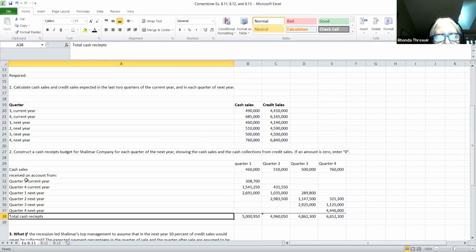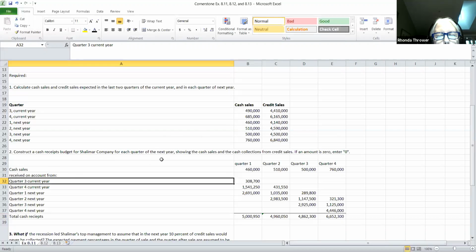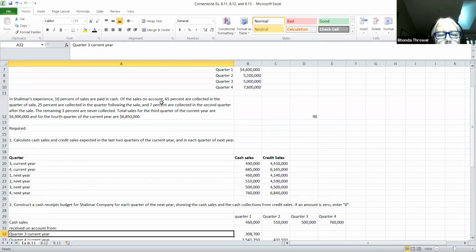What we're going to be looking for is in quarter three of the current year. Quarter three of the current year, our total credit sales were 4,410,000. Of that 4,410,000, the instructions told us that 65% of those are going to be collected in the quarter of the sale. So in quarter three, we've collected 65% of the credit sales.